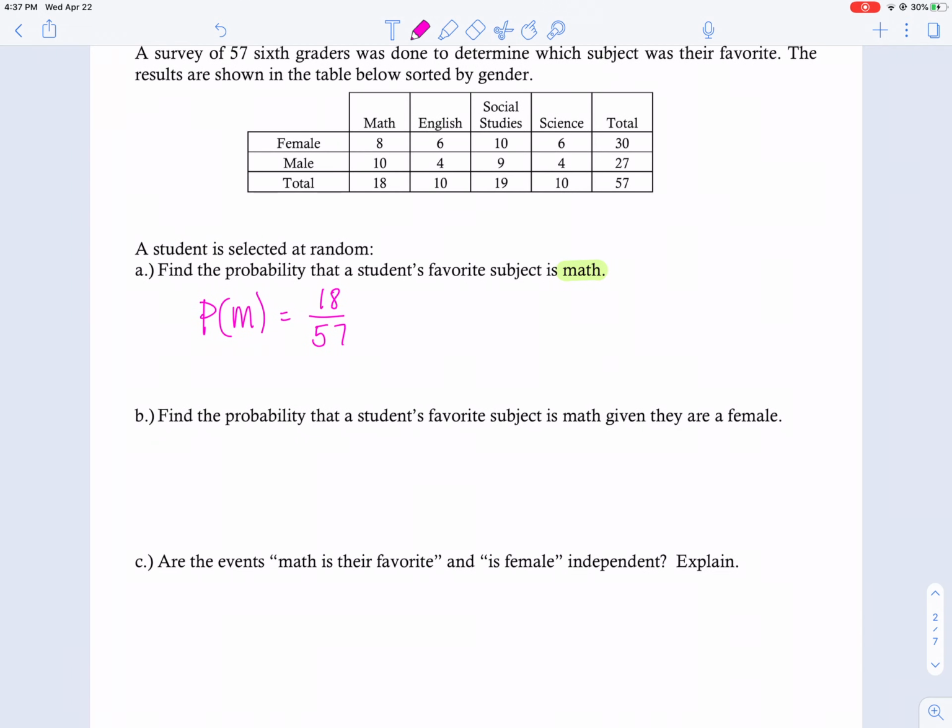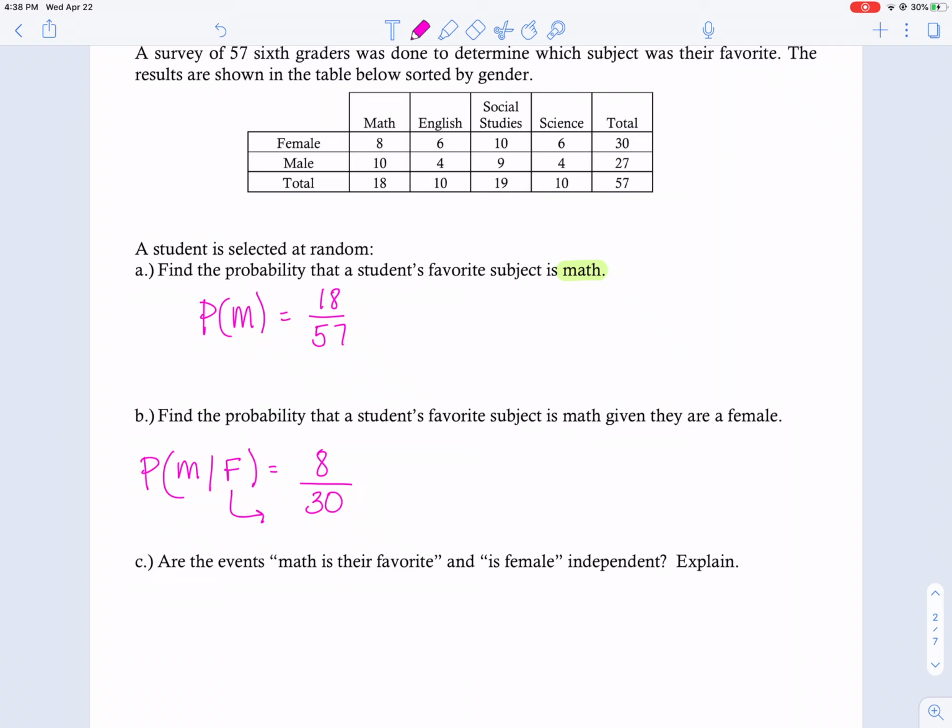Find the probability that a student's favorite subject is math given they are a female. So here's yesterday's idea: what's the probability of math given female? What's the probability of math given you are a female? Remember, your denominator is the number of females. How many females altogether? 30. Of those 30, how many chose math? 8.